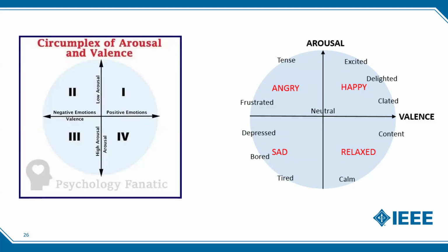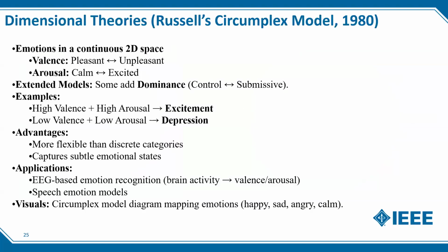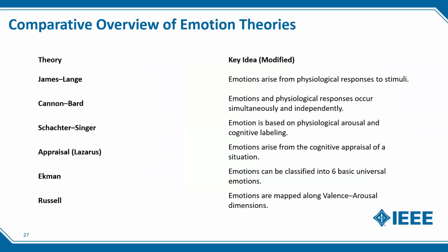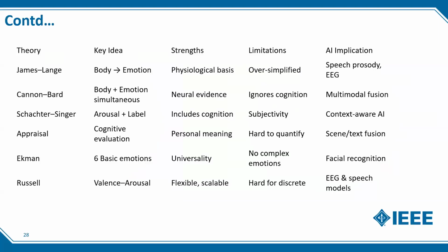So this valence arousal model is widely used in EEG based emotion recognition systems, as well as in speech recognition systems. Some of the speech and EEG based recognition systems work on this valence arousal theory. That's why I cited this theory.